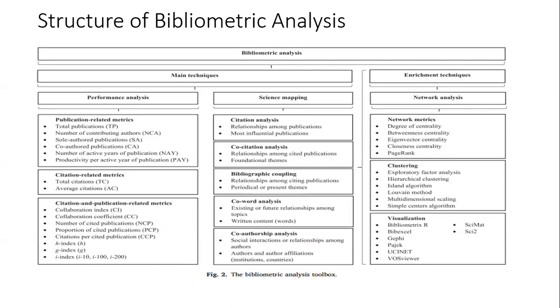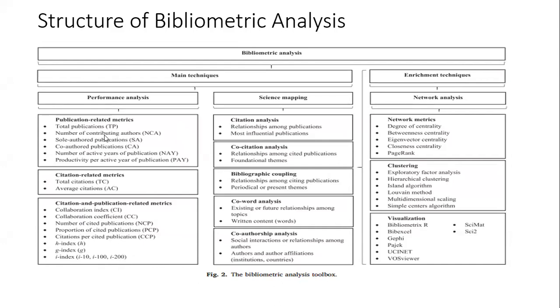Then you can also use the metric average citations. And these citation metrics are available within the different repositories, like our Scopus database. We'll have this data for you. Then citation and publication related metrics, that is collaboration index, collaboration coefficient, number of cited publications, proportion, and all these are some of the performance analysis.